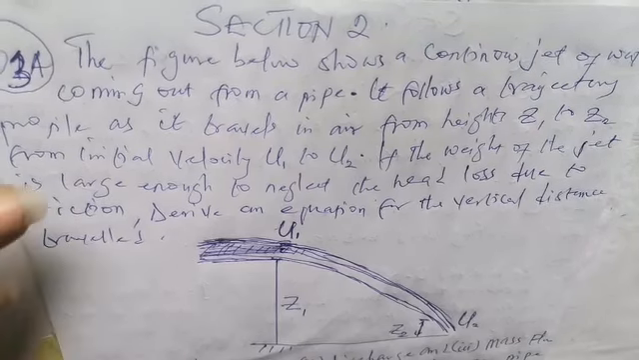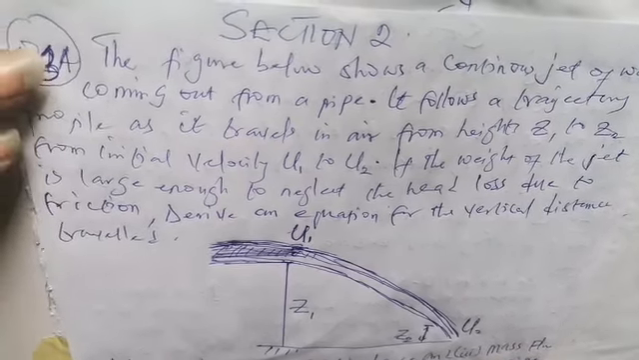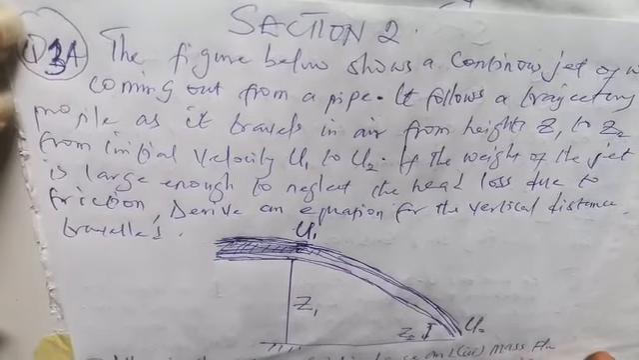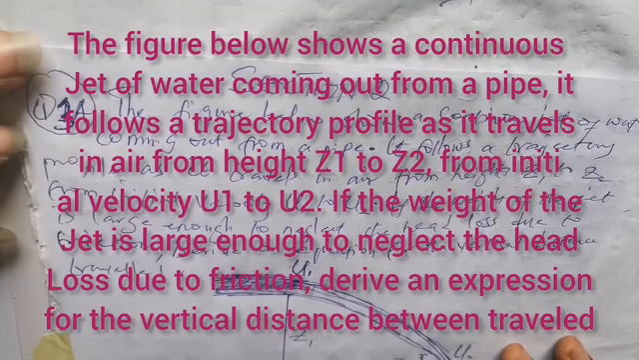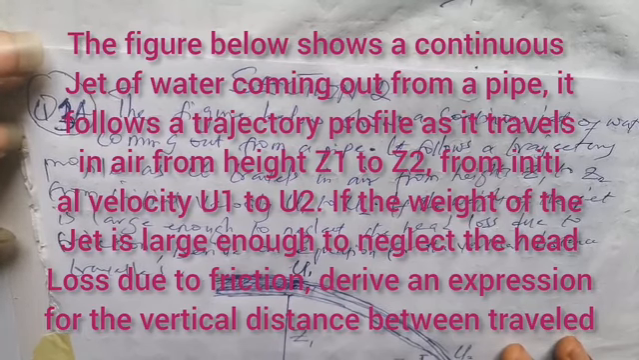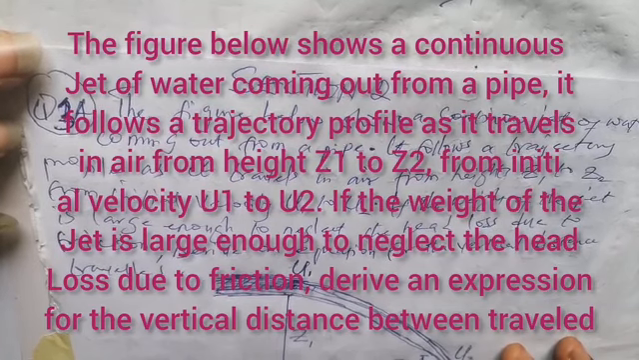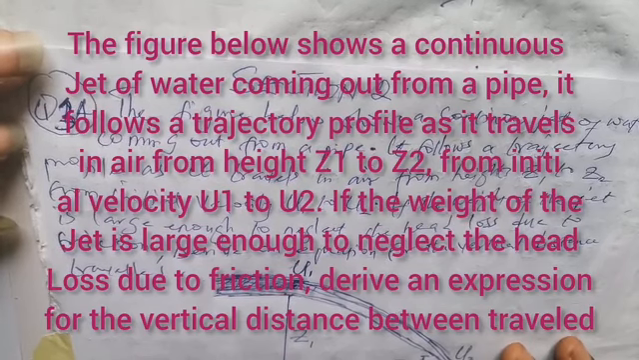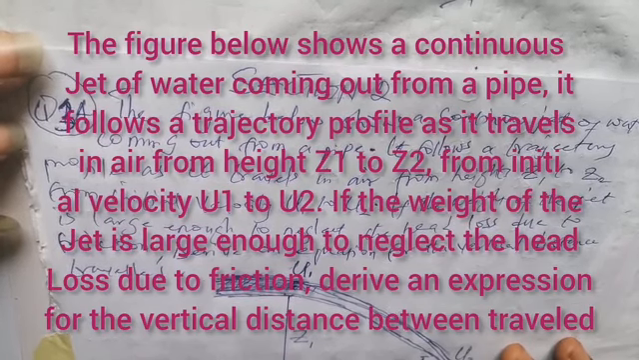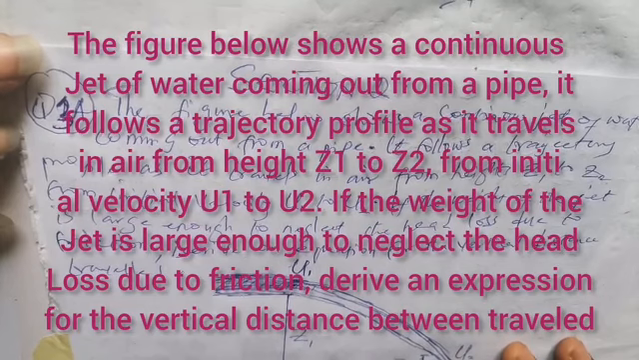All right. So now we'll move over to section 2 of that same question, 2021-2022 fluid mechanics past question. The figure below shows a continuous jet of water coming out from a pipe. It follows a trajectory profile as it travels in air from height z1 to z2, from initial velocity u1 to u2. If the weight of the jet is large enough to neglect the head loss due to friction, derive an expression for the vertical distance traveled.